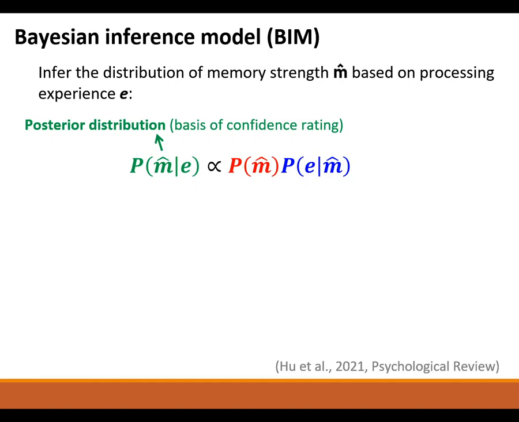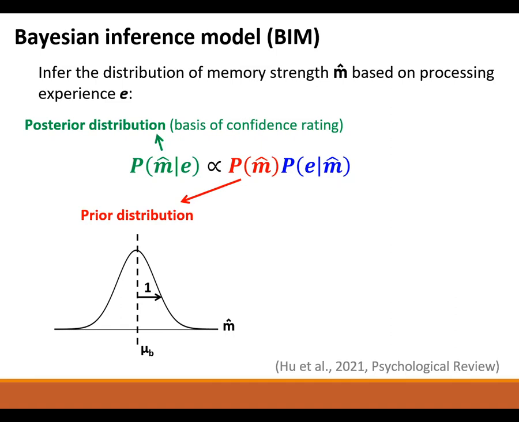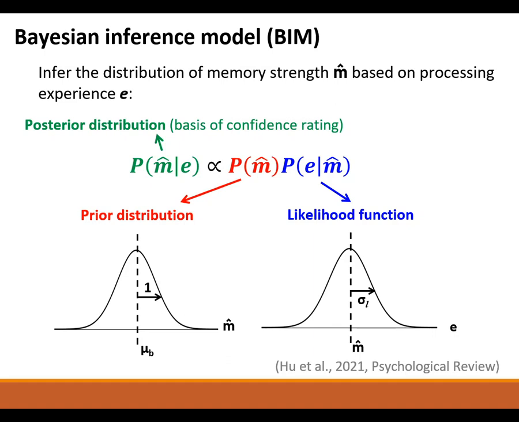In order to infer the posterior distribution, we need two different kinds of information. The first is the prior distribution, which represents our prior beliefs about our overall memory ability. The second kind of information is the likelihood function, which refers to our thoughts or our knowledge about the relationship between the processing experience and the actual memory strengths in each trial. Based on these two different types of information, we can infer the distribution of actual memory strengths and then predict the probability of correctly answering each item in memory test.